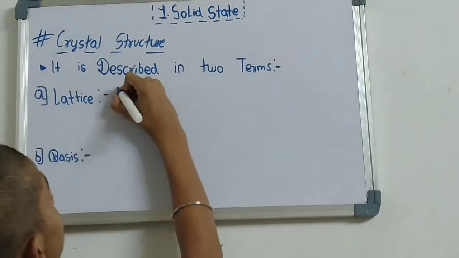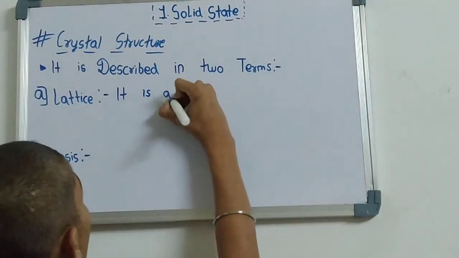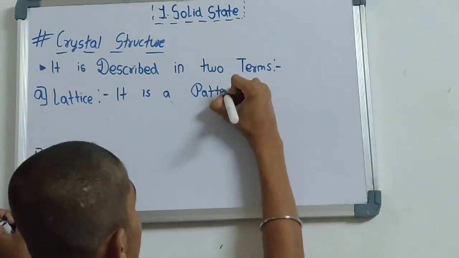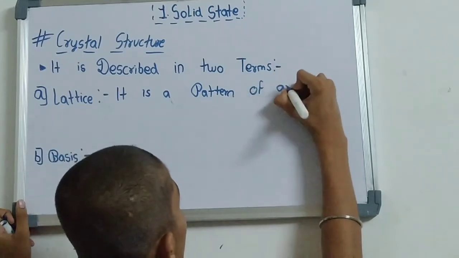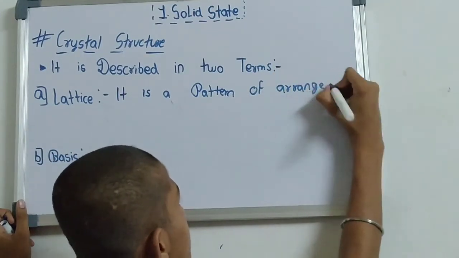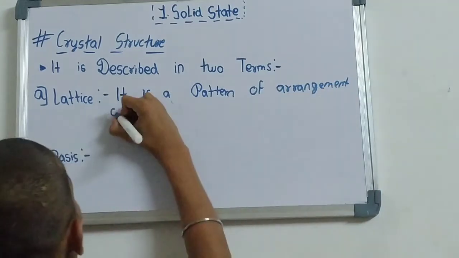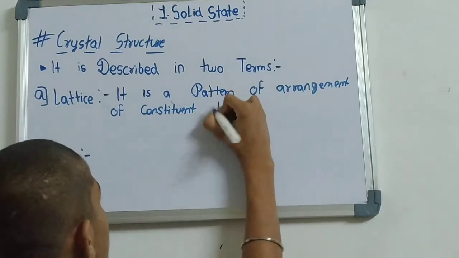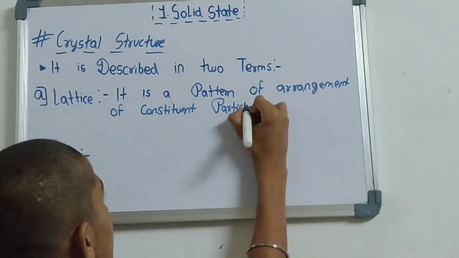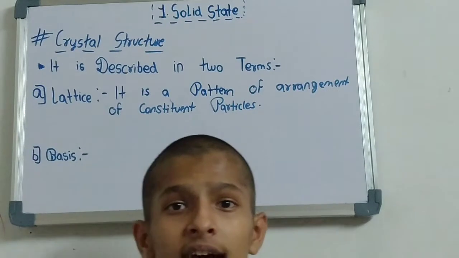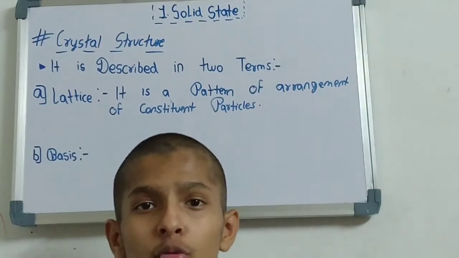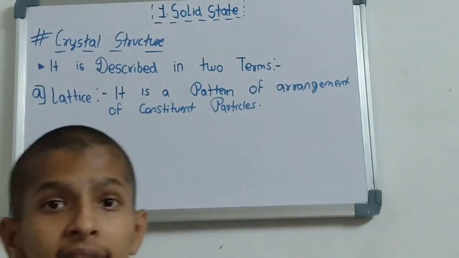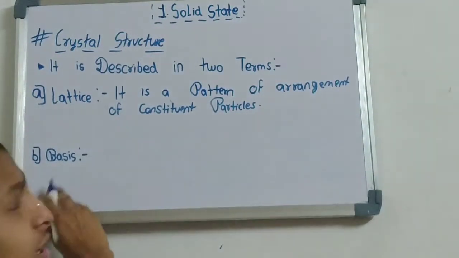What is the lattice? It is a pattern of arrangement of constituent particles. So basically, in what pattern are the particles arranged? It can be a cuboid, it can be a tetragonal structure, hexagonal. So what is the pattern of arrangement? That term is known as what? Lattice.